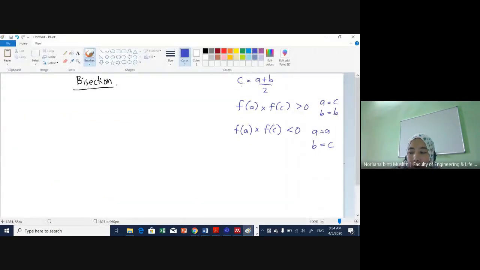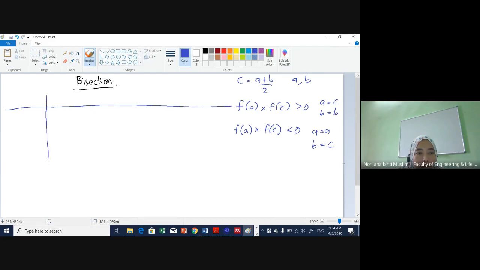Okay, so first step, we must choose two values as the interval. We call them A, B. Between A and B must contain the true value. Next, we have the numerical table. So the table will be like this.